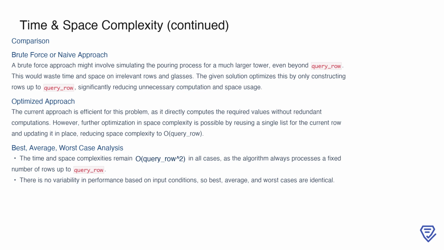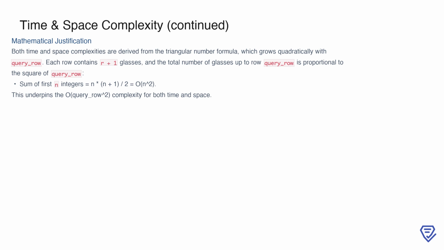Since the algorithm always processes a fixed number of rows up to query_row, there's no variability in performance based on specific inputs. As a result, the best, average, and worst-case scenarios all have the same complexities. Finally, the mathematical justification for both time and space complexities is rooted in the triangular number formula.